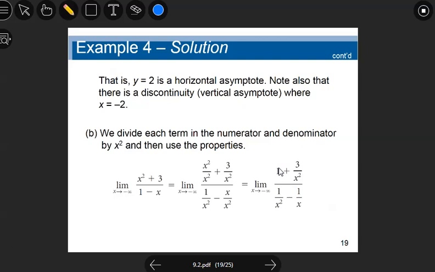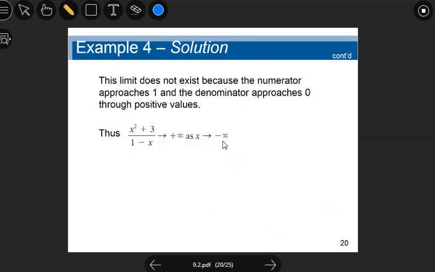Here 1 is a constant, independent of x, so it is 1, and here 3 over x squared, what is the value? It is 0, because as x goes to infinity, this goes to 0, and this goes to 0, and this also goes to 0. So finally we get 1 divided by 0, which is infinity. Then we can say the limit doesn't exist at that point.